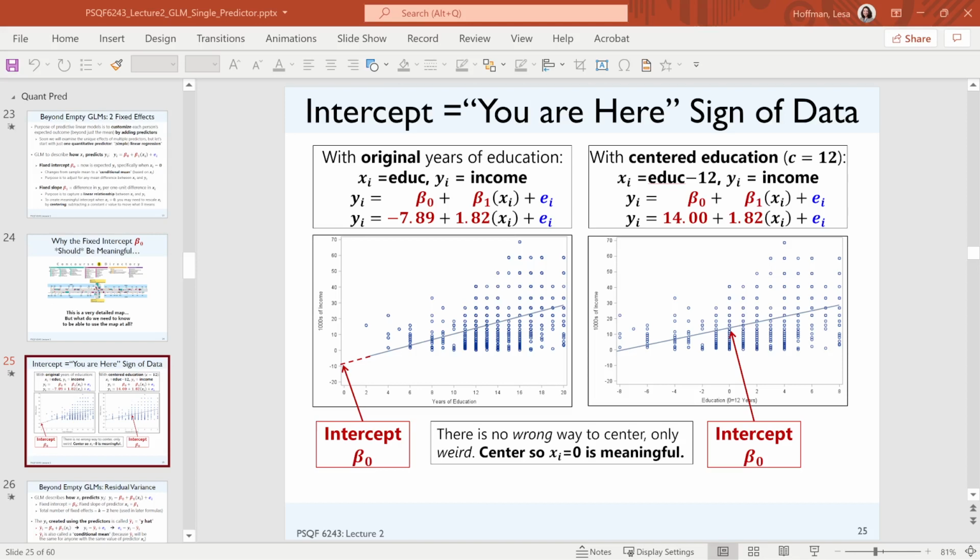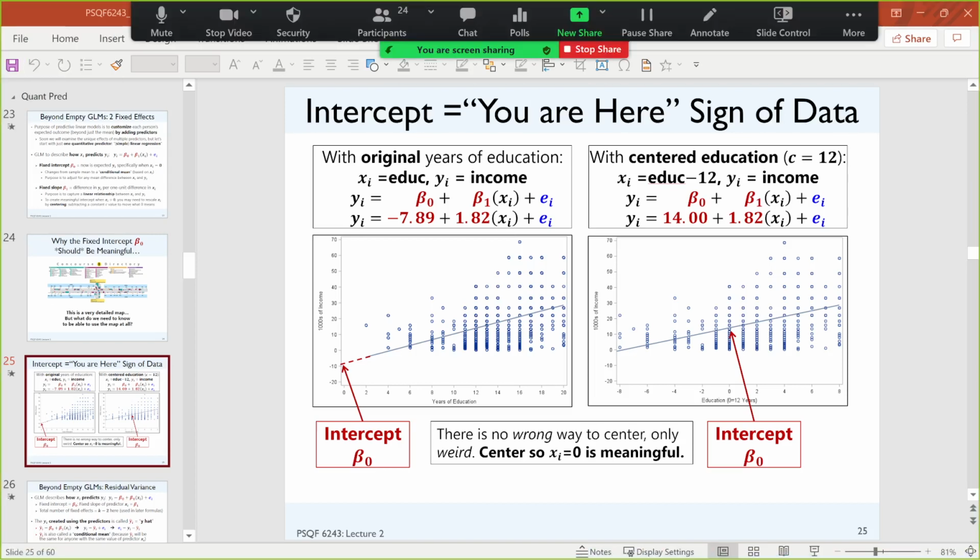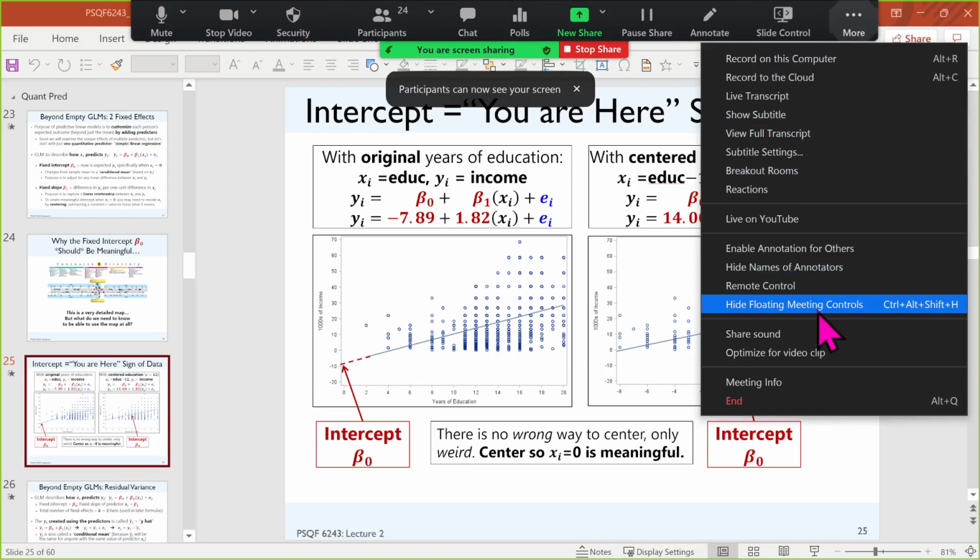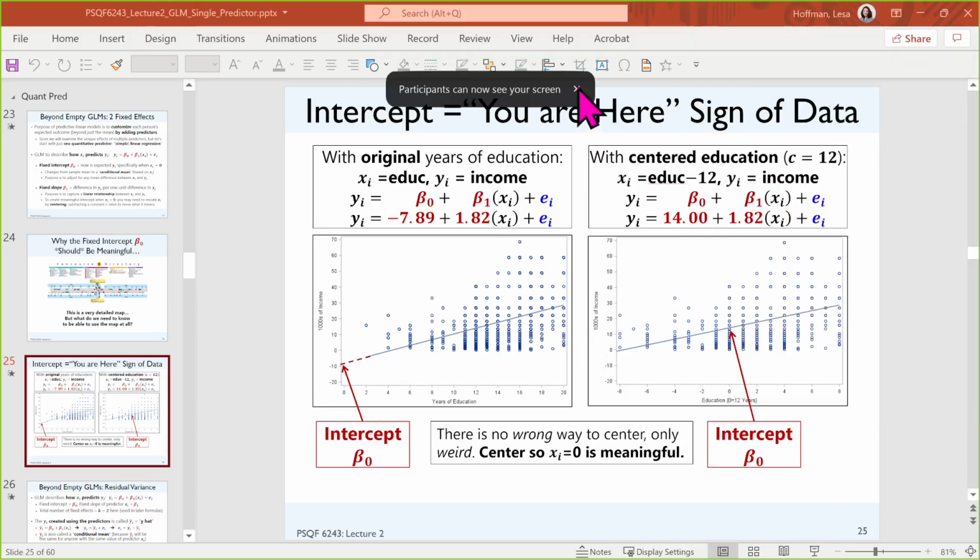All right, well, let me get the screen share going then, and we'll jump back into where we left off. We're looking at pictures. Move this thingy out of the way. There we go. So I'm picking up on slide 25.